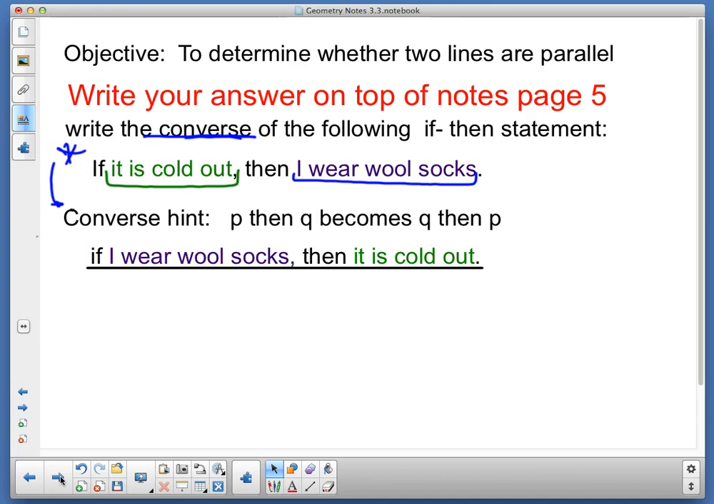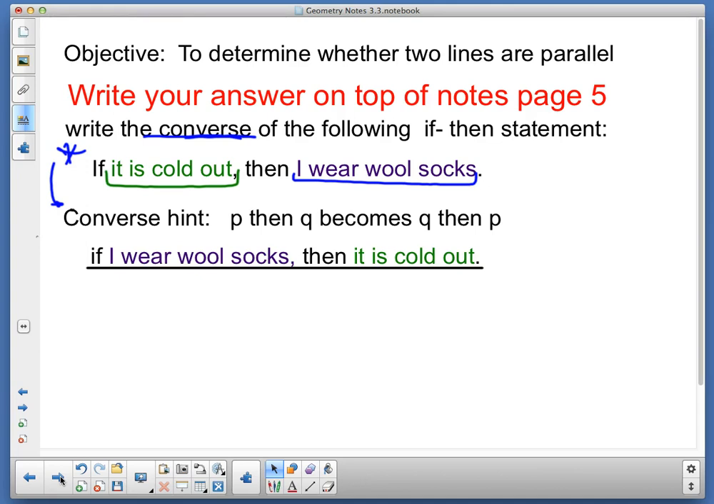Now, if you look at the board over here, it's the same board that I had yesterday, except I have included the word converses. We did corresponding angles, which is CA. We did alternate interior angles, AIA. We did alternate exterior angles, AEA. And we did same side interior angles, SSIA, yesterday. Today, we're worried about the converse version of those theorems.